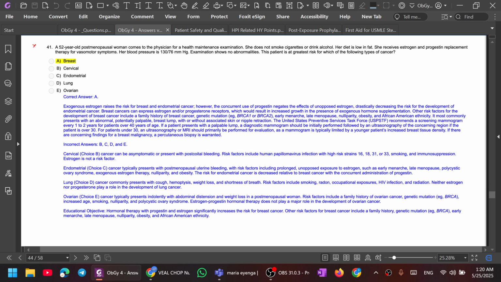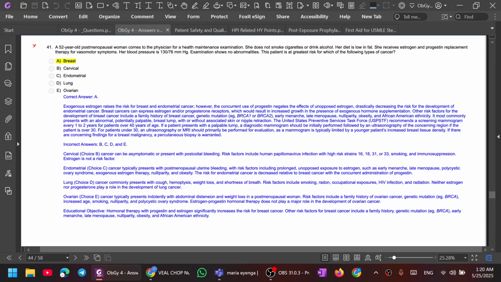If there are concerning findings for a breast malignancy, a percutaneous biopsy is needed. Is not cervical. Cervical cancer can be asymptomatic or present with postcoital bleeding. Risk factors include HPV, smoking, immunosuppression. Estrogen is not a risk factor.